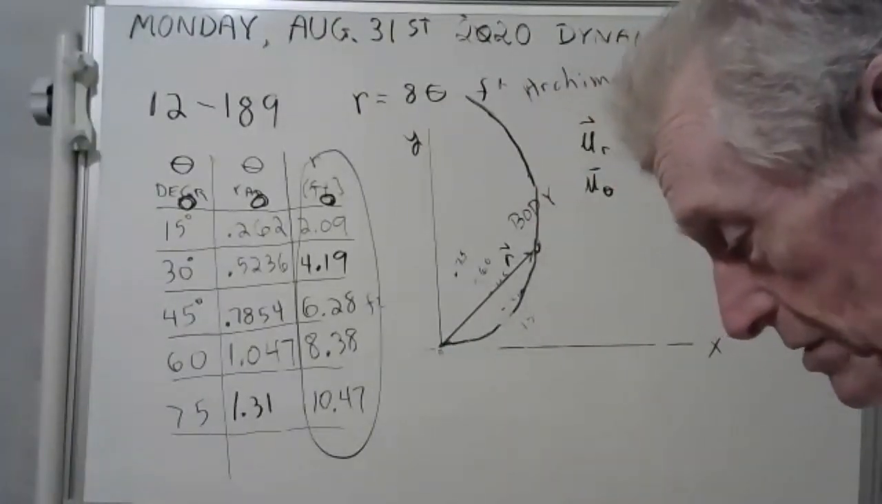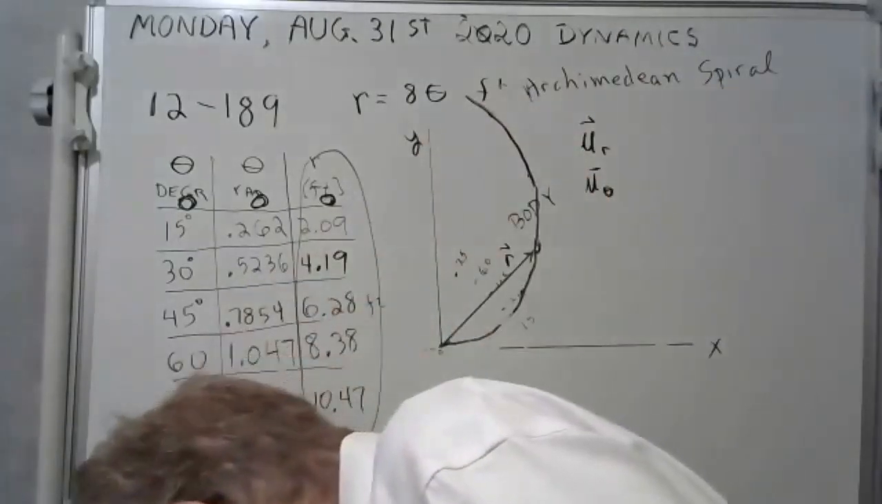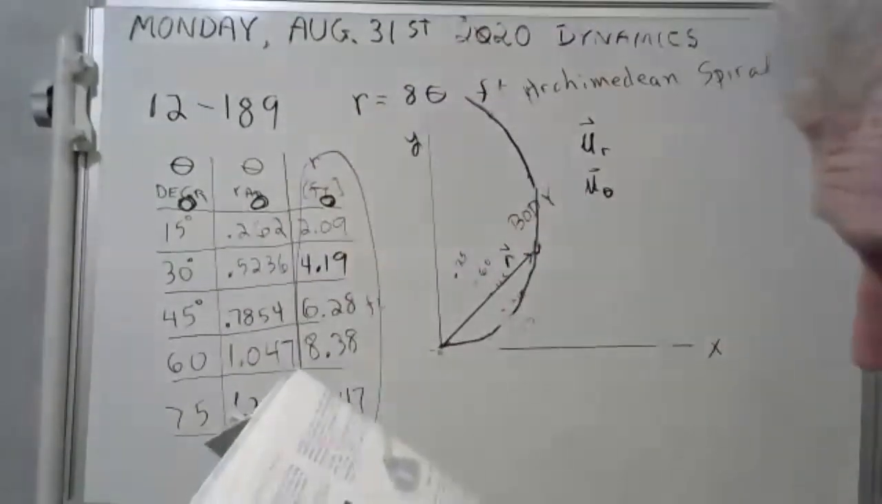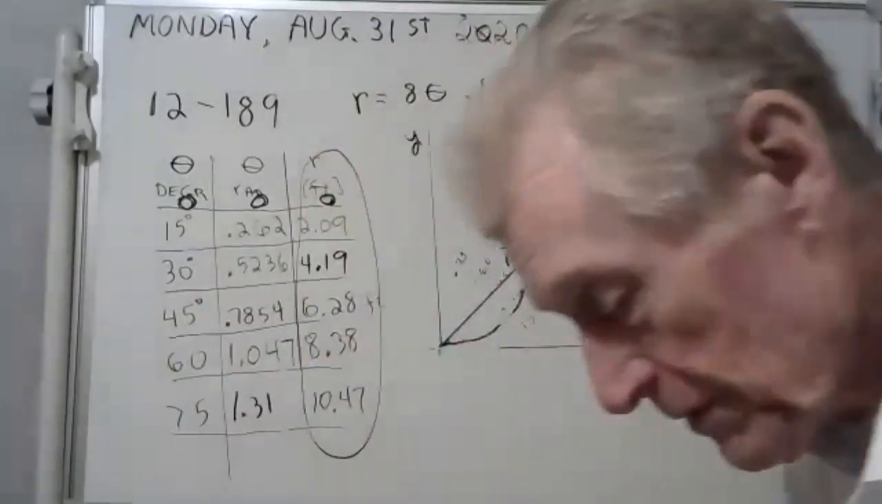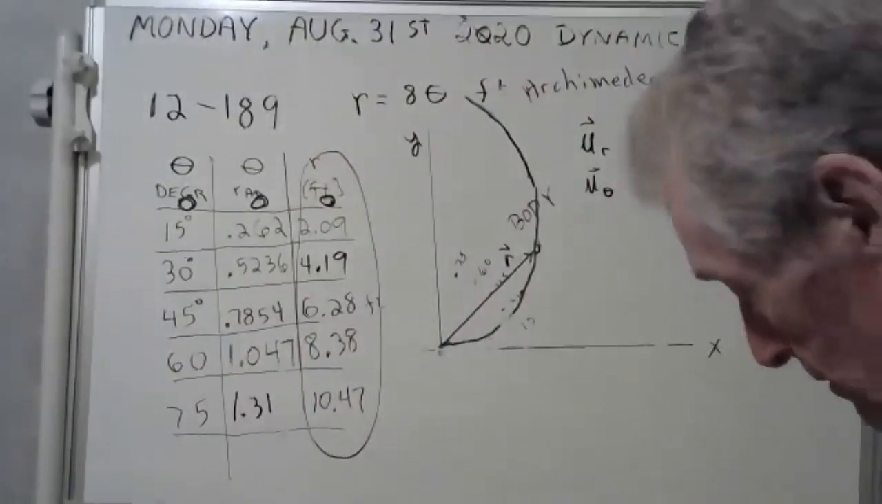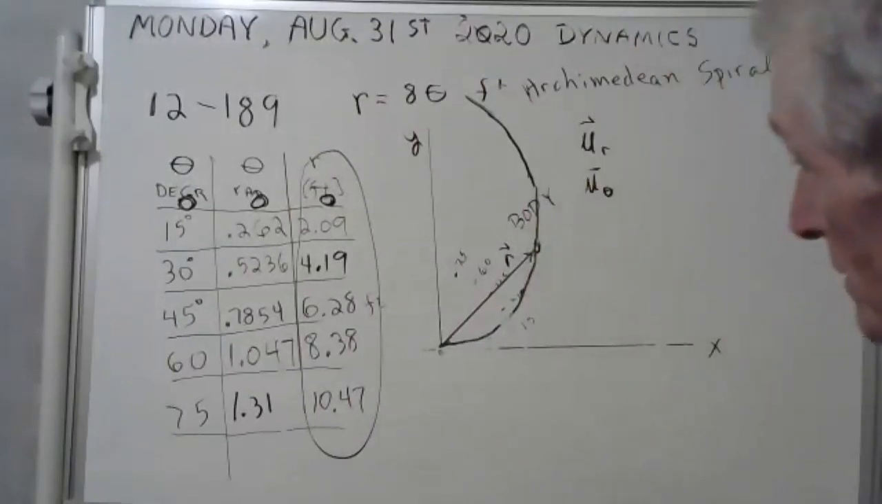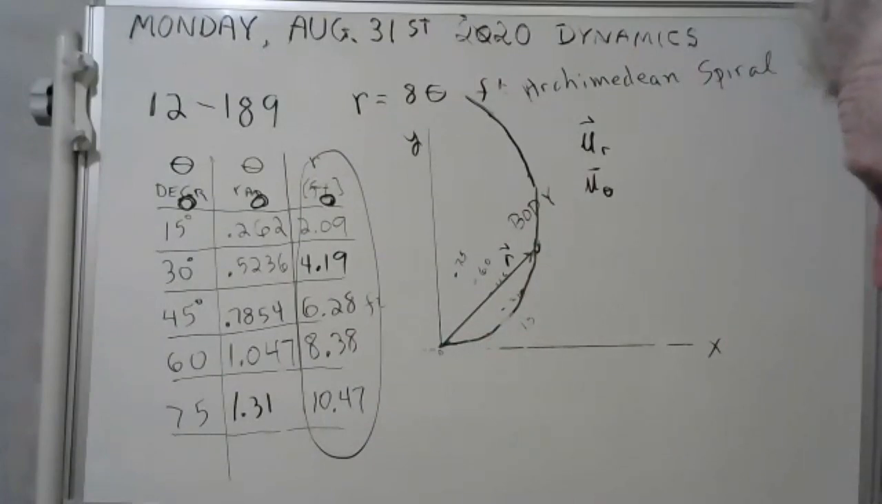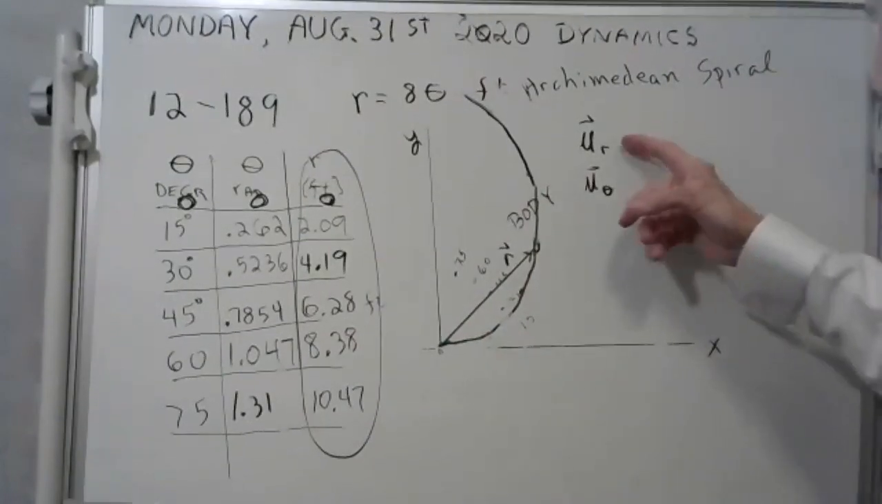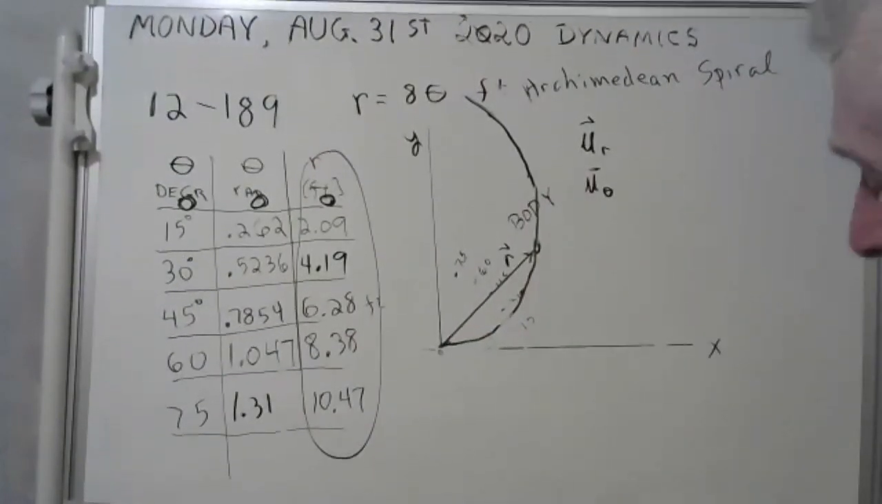I don't know what it is. Did they ever tell us? Let's read it. Let's see. And a particle. It's just a particle, they call it. It's moving on that Archimedean spiral. It's right there at 45 degrees. That's 45 degrees. But where is the radial unit vector?